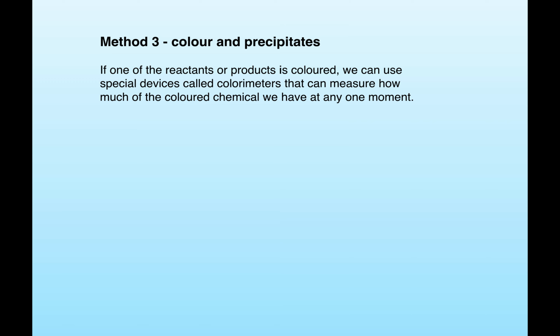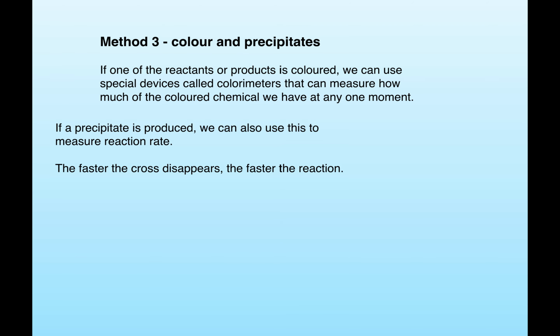Method 3 is when there's a color or some kind of precipitate formed or even used up in these reactions. So one of the reactants or products is colored, and we can use devices called colorimeters that can measure the intensity of the color, and they can show us how the reaction rate changes over time. We can also time how long it takes for a precipitate to be produced or for something to be obscured.